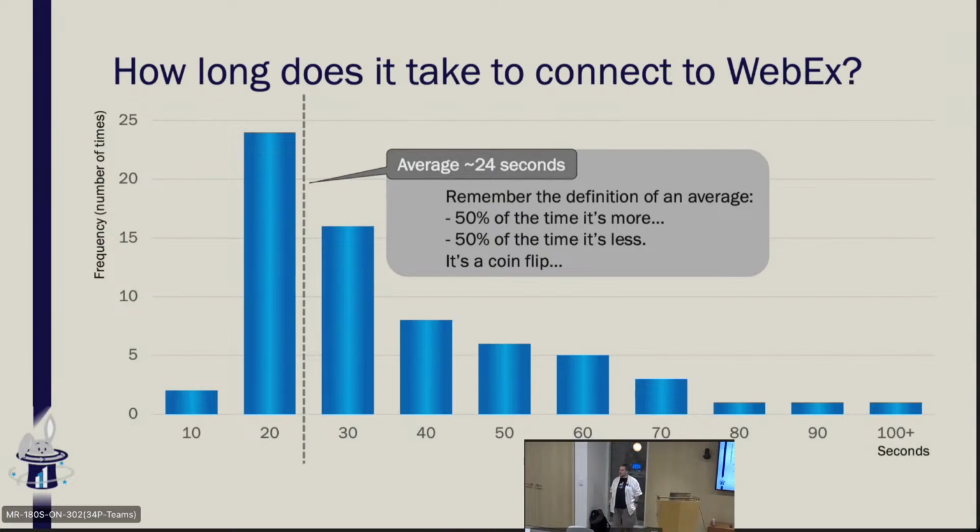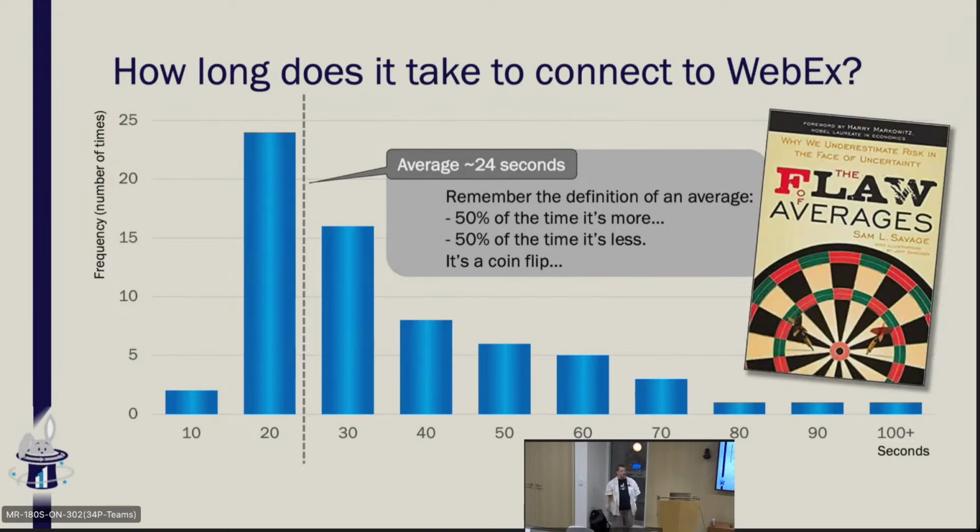We take an average and we're like, 24 seconds to get onto WebEx. Yeah, but the problem is that that's not true. There's a great book, by the way, called The Flaw of Averages. Great book if you're interested in looking at the flaw of averages. But the real number for me is that if I was going to count on getting online in 20 seconds, there's actually only a 40% chance that I'm going to do it in 20 seconds or less.